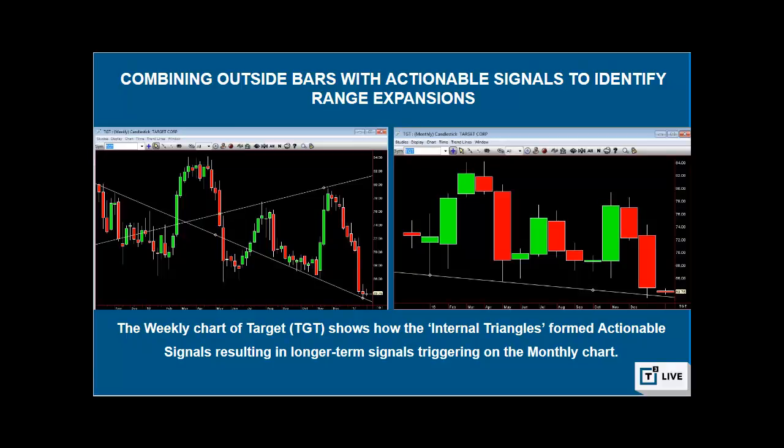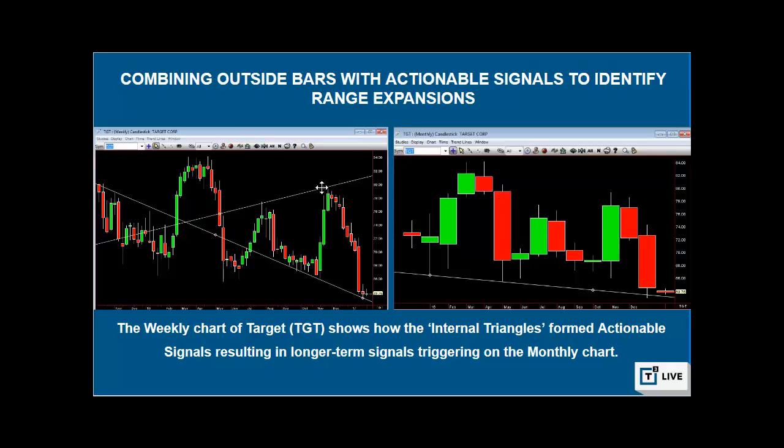So if we take a look at Target, all right, Target, perfect example. The weekly chart of Target shows the internal triangle. You'll see this here: lower low, higher high, lower low, higher high, and then finally resolving all the way down to the downside. Right, and it was a longer term signal. The reason we call that an internal triangle is because it formed during an inside bar. It formed during this inside month here, which, if we go back in time, was a multiple inside pattern. This bar, 1, 2, 3, 4, 5, 6, 7 months completely within this bar's range.